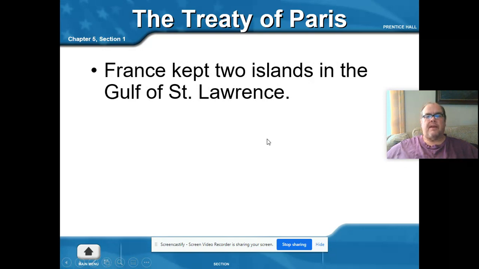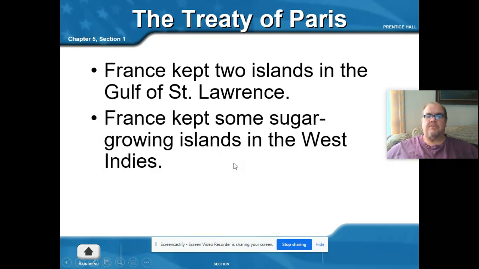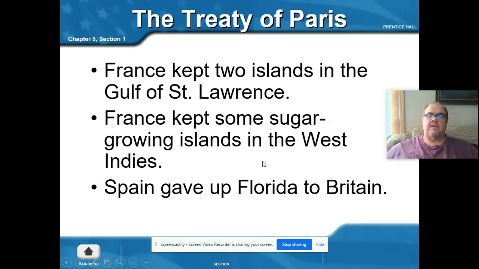The French kept some islands in the Gulf of St. Lawrence. I don't know why. They can't do anything with them. They kept some sugar-growing islands in the West Indies. That was important to them. Spain gave up Florida to Britain.